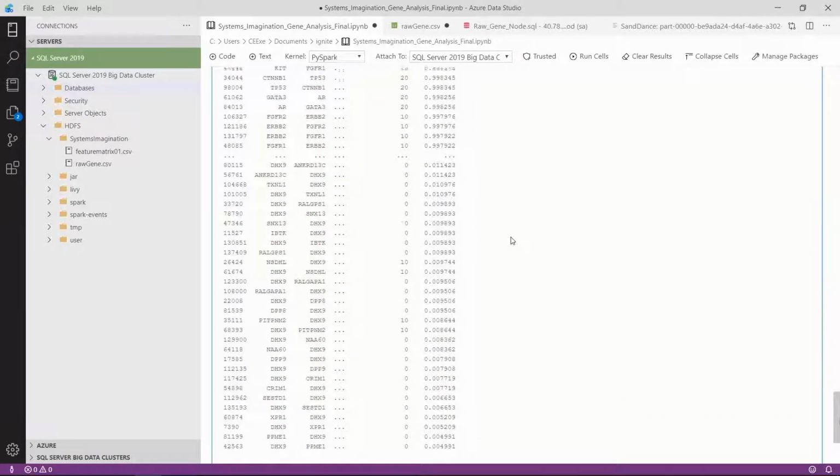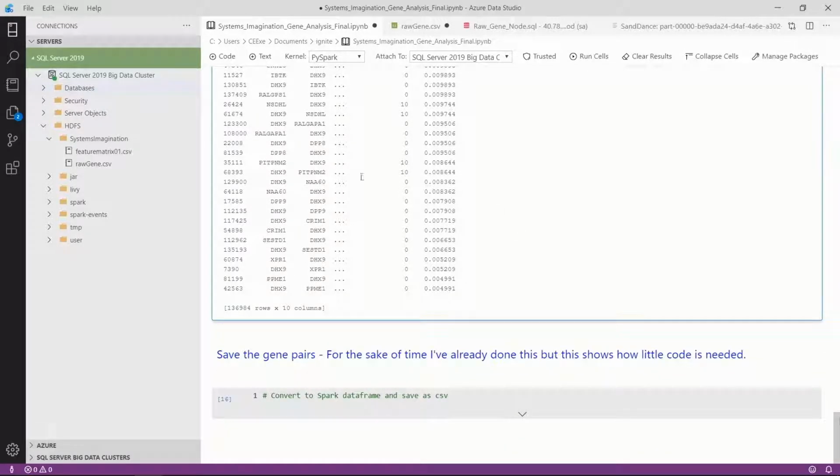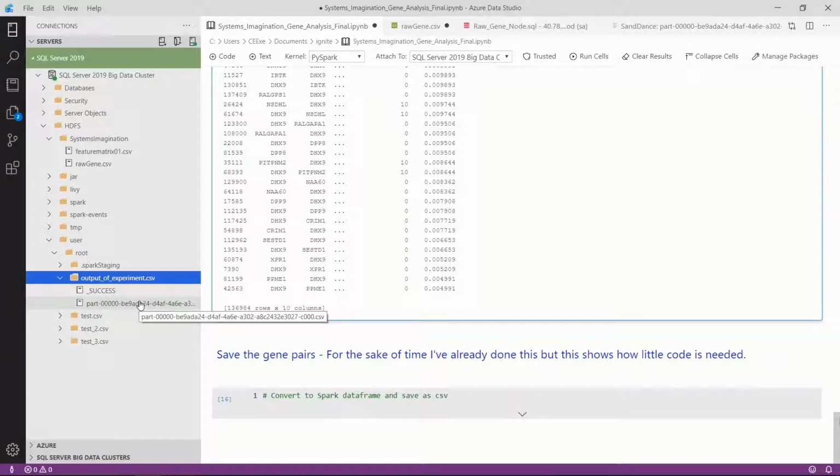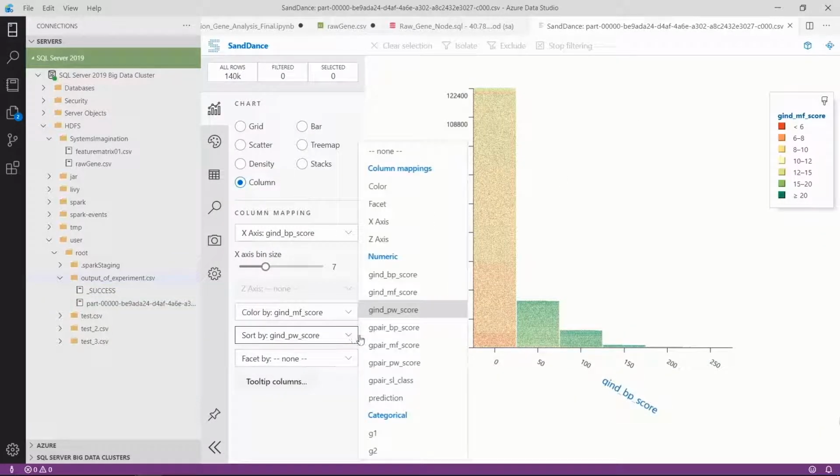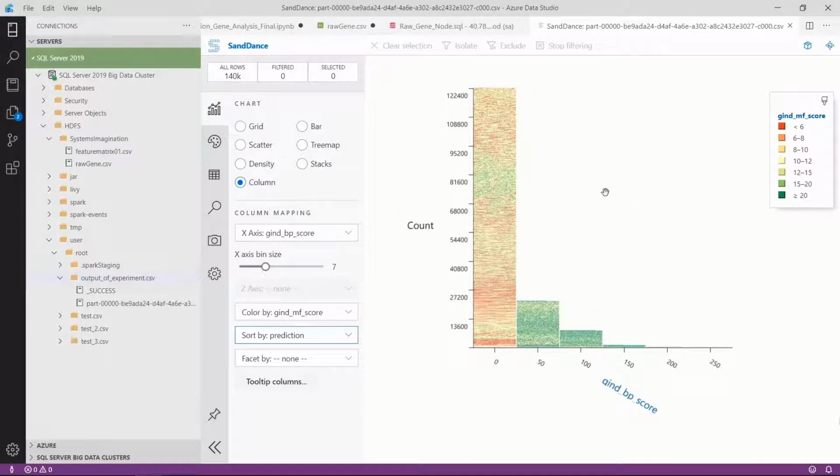So what the scientists would do from here is look at this data, and we would output it to a file, and I'll show you exactly how we do that. And then they would look at it right here in Sandance. A scientist would look at probably the predictive score against the other scores. So when we send this data out to the systems biologists, molecular biologists and geneticists, they can look at this and start filtering it by score, and start understanding which pathways, which biological processes, which molecular functions perhaps are impacting this the most.